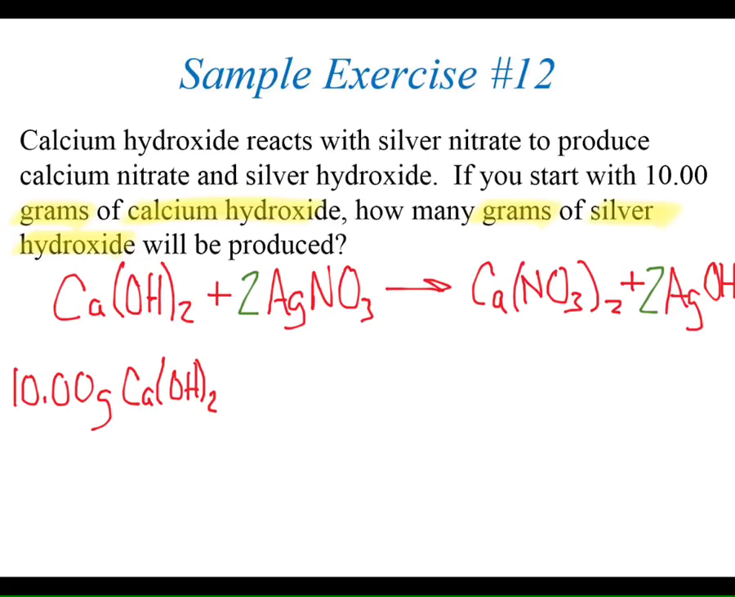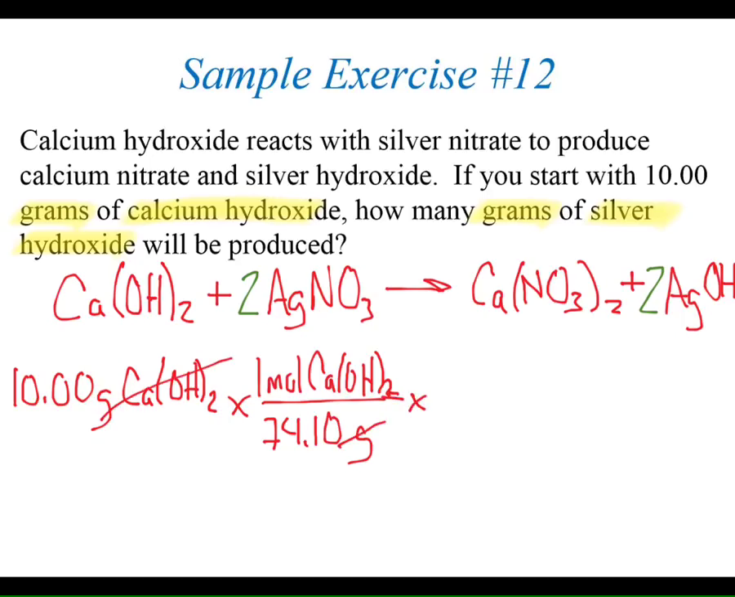So what do I want to do first? Well, first thing, I've got grams of calcium hydroxide. So what's the only thing I can do with mass? Molar mass. So what's the molar mass of calcium hydroxide? So add up a calcium, add up 2 oxygens, add up 2 hydrogens. So 40 and 32 and 2 is 34. I think it's 74.10. What did you get for the molar mass? What is it? 74. Okay, good.